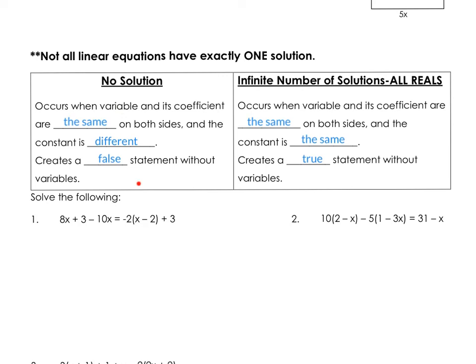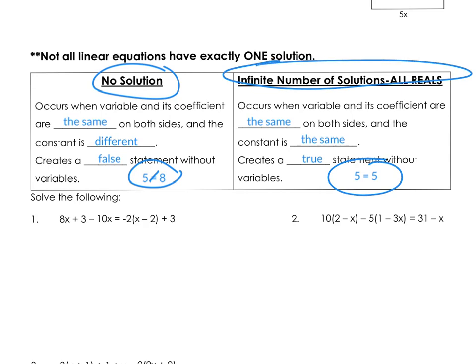So for example, if I had two numbers, such as 5 equals 8, well, I can say that that's not true, so 5 does not equal 8. That would be a false statement. So when we have something like this at the end, that would mean that there is no solution. But then if I end up with something that is true at the end, like 5 does equal 5, that would mean that it's true, so that would mean that I have an infinite number of solutions, or all reals are my solution. We'll go over some more examples of this tomorrow.